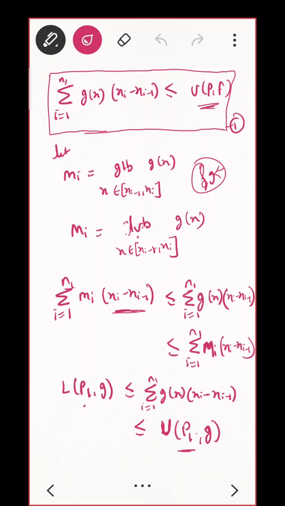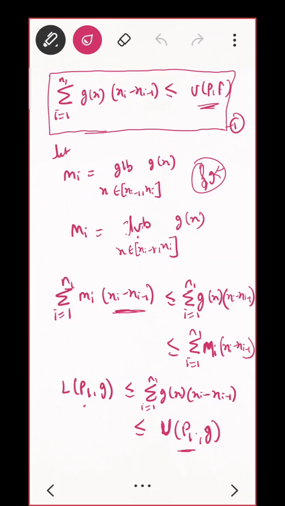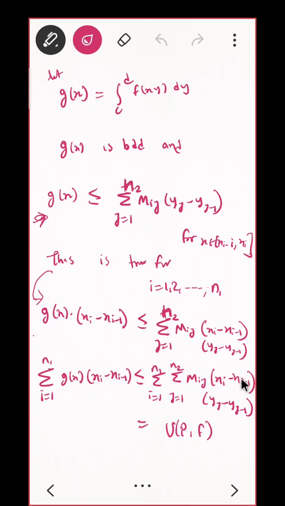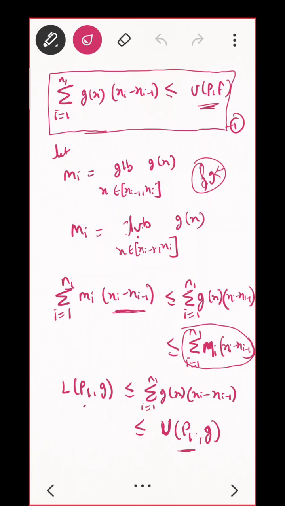Just write the thing. What is your UP1g and what is your UPF? You will get to know. See, what is your UP1g? Look at this. This is your UP1g. And what is your UPF? Your UPF is this: double summation over Mij times xi minus xi−1 times yj minus yj−1. Hello. Can you hear me?